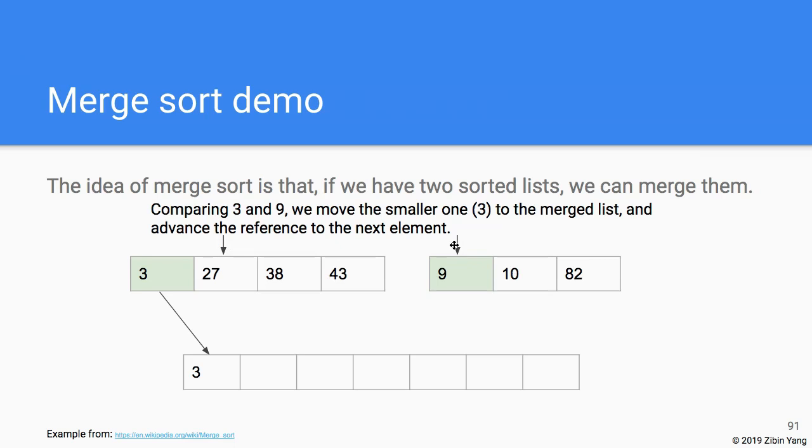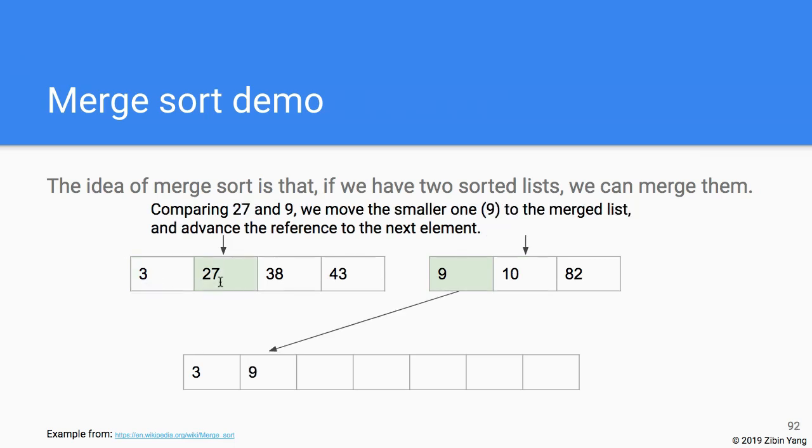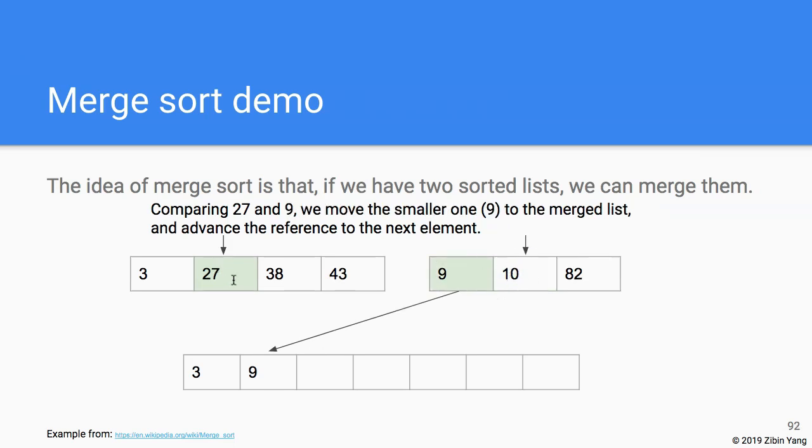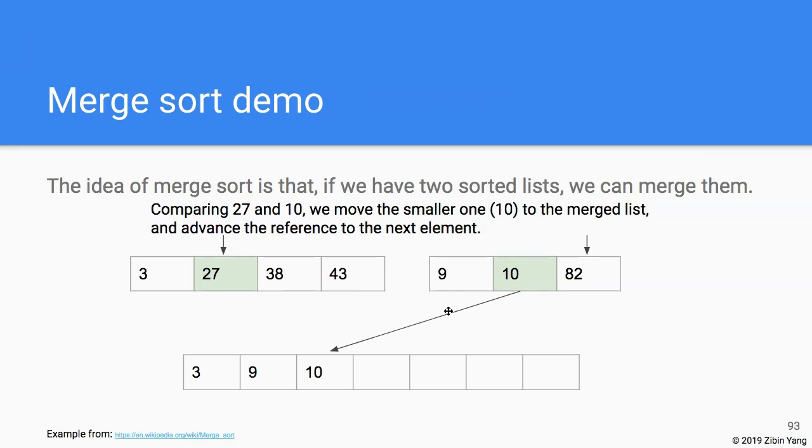Now we do not move the pointer in the second list because we haven't put 9 anywhere yet. So now the next thing is we're going to compare 9 and 27, and 9 is smaller, so we take 9 and put it in the merge output, and we move the pointer in the second list to the element after 9. And then we continue. We compare 10 and 27. 10 is smaller. We put 10 here and we move the pointer.